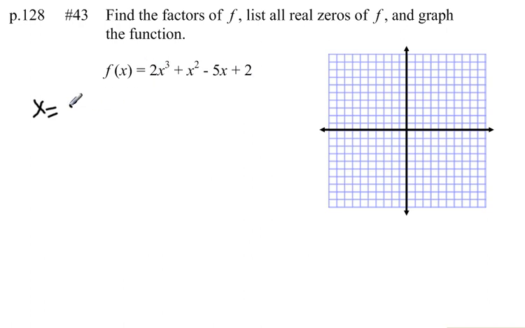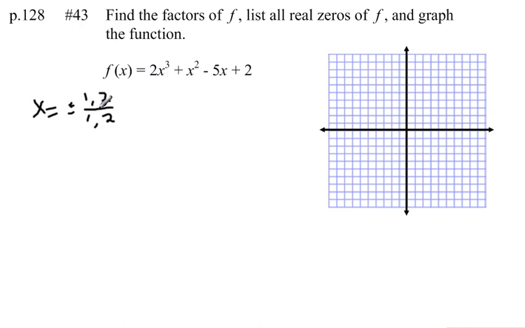So it could be plus or minus 1 or 2, the factors of that last term, divided by the factors of this first coefficient, 1 or 2. So my possible zeros are 1, 2, 1/2, or -1, -2, or -1/2. So the first thing we have to do is find one of these numbers that works when I plug it in for x. By working, I mean it equals 0.